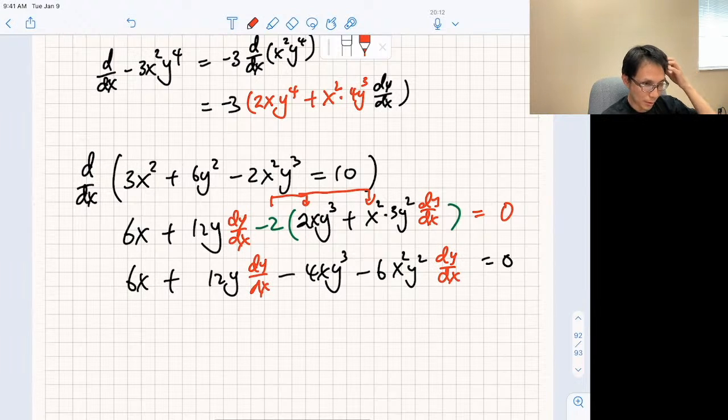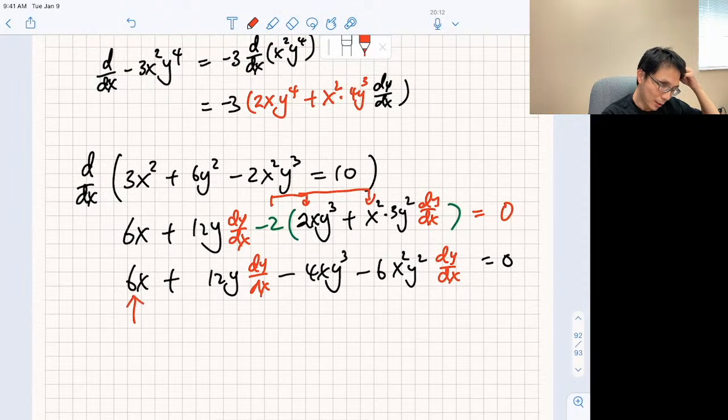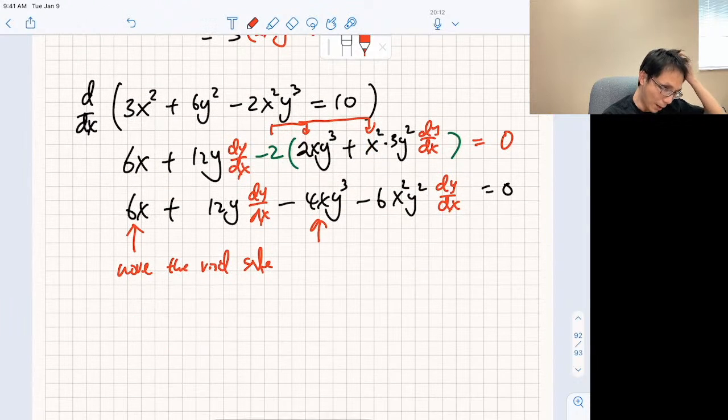Does that make sense? I just distributed the negative 2. So negative 2 times 2 is equal to negative 4x y to the 3rd. And negative 2 times 3 is going to be negative 6x squared y squared dy/dx. Now what I'm going to do is move everything that's non-dy/dx to the other side. So this and this are going to move to the right side.